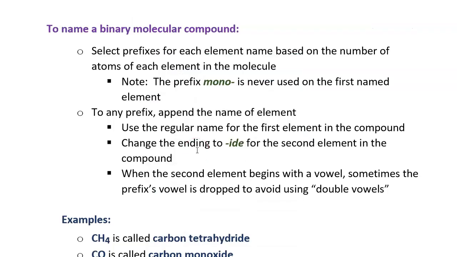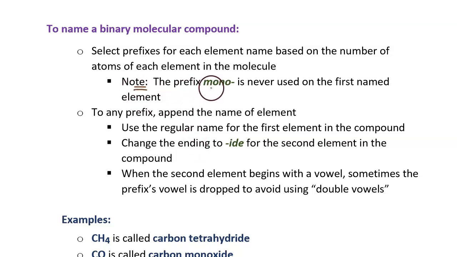Here's how you name a binary molecular compound. That is, a molecular compound made of only two elements. Select prefixes for each element name based on the number of atoms of each element in the molecule. For instance, let's say a molecule has the element hydrogen, and let's say there are 2 atoms of hydrogen. You would choose a prefix that means 2, and that would be di. Or let's say that a molecule has the element oxygen, and there are 3 oxygen atoms in the molecule, so choose a prefix that means 3, which is tri.